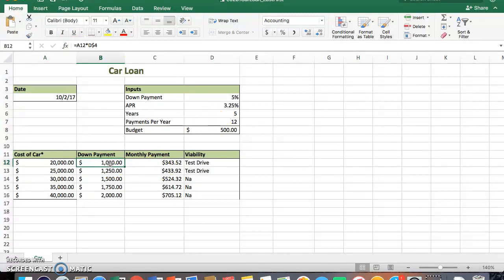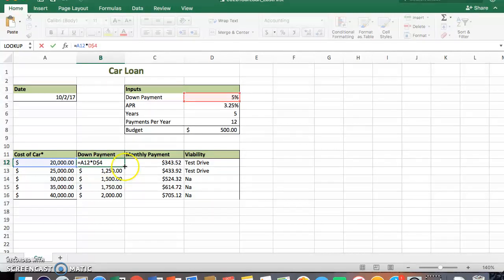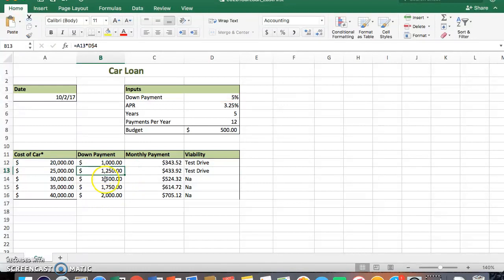To get the down payments, this was the formula I used, which was this times this would give me this. Make this a mixed cell reference, then you drag down, and that's how I got the other down payment calculations.